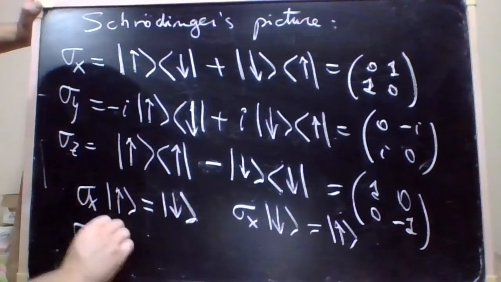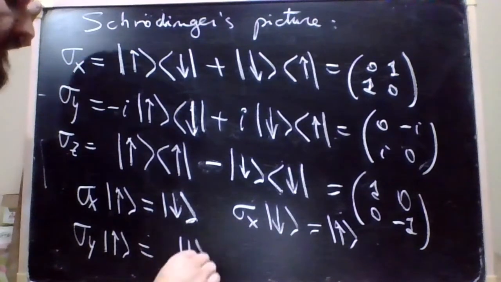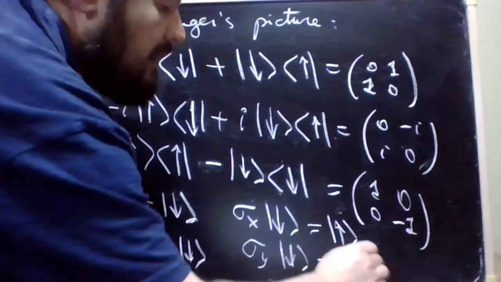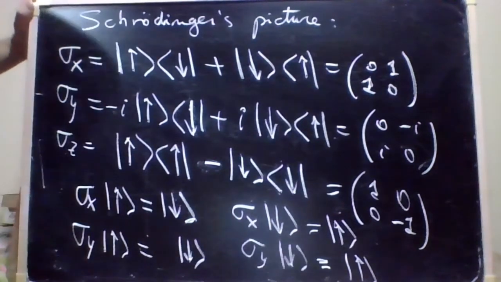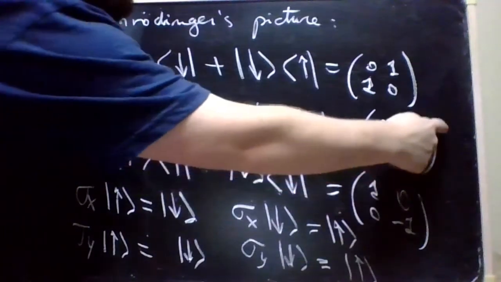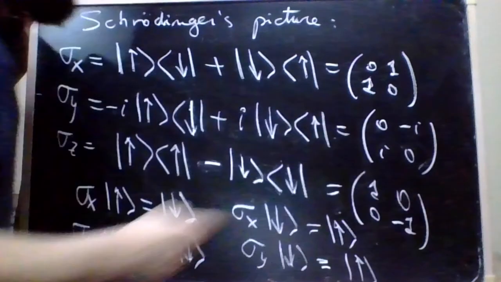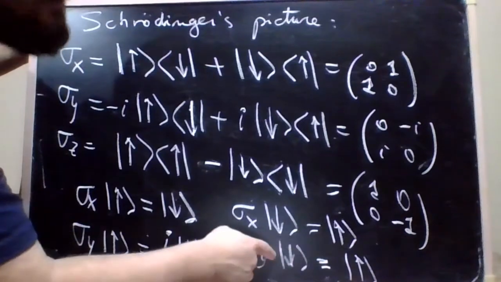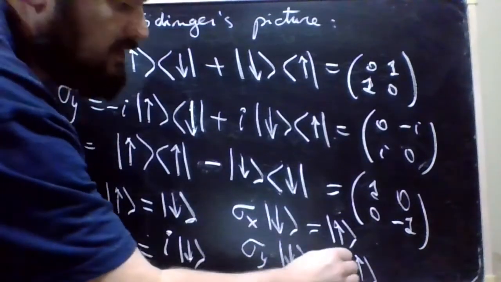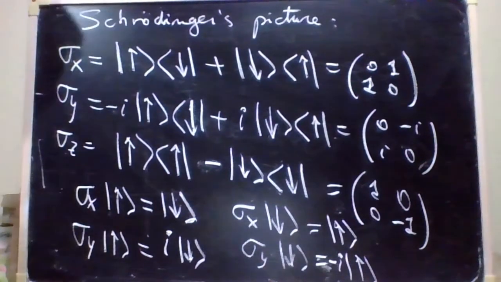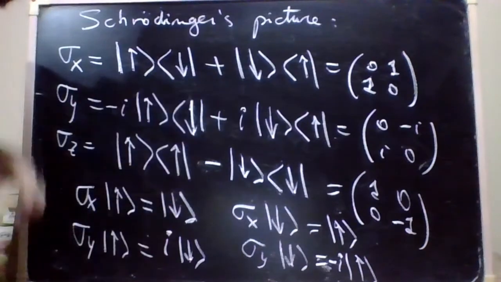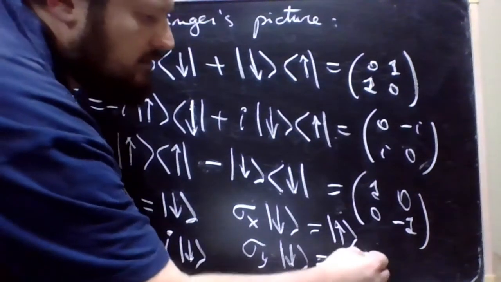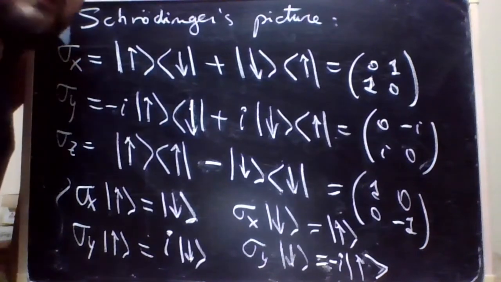And sigma y, you can also do the math. It flips states, but a different phase factor emerges. Because if you apply this matrix to the up state, 1, 0, it will produce the down state, but with the imaginary unit here. And if you apply it to the down state, you end up with the up state with minus the imaginary factor here. All right, that's it. That's for the sigma x and sigma y matrices. I don't know if you can see it properly, but that's what we have here.